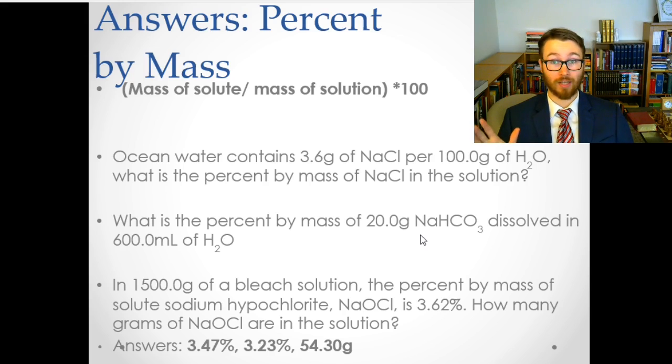Next, for the next one, it was a little trickier. All right, here's what I did. I took 1,500 divided by 100, all right? Then I took that times 0.0362, and it gave me 54.30 grams. All right, that one's a little bit trickier. You got to write out the equation and solve it backwards, but nothing like that will be on the homework at least.